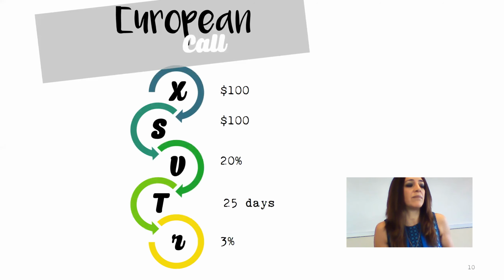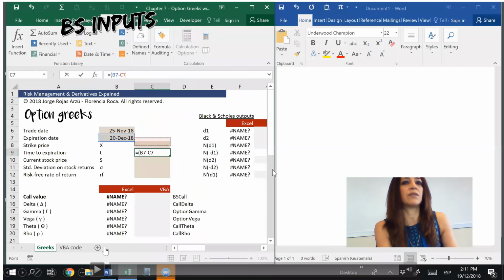And this is an at-the-money option. As you can see, the strike price is $100. The underlying stock is also 100. Volatility is 20% standard deviation per year. And time to expiry is 25 days, so we need to express that in years. And finally, the risk-free rate of return is 3%.